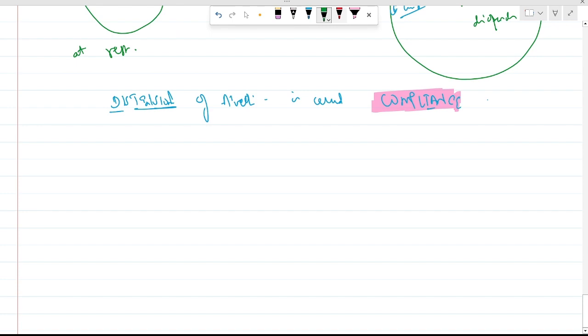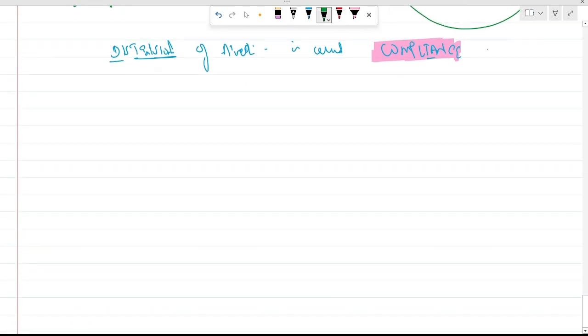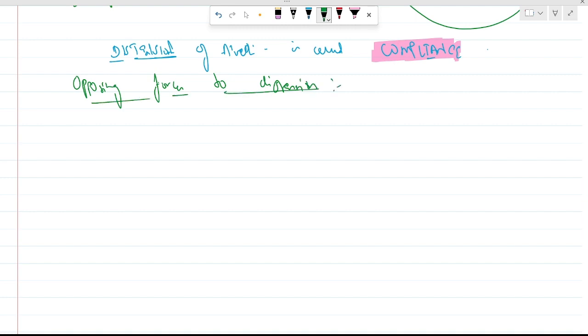Moving on, we will see the opposing forces to distension. What are the opposing forces to distension? First one is, due to water molecules, the surface tension acting inwards.